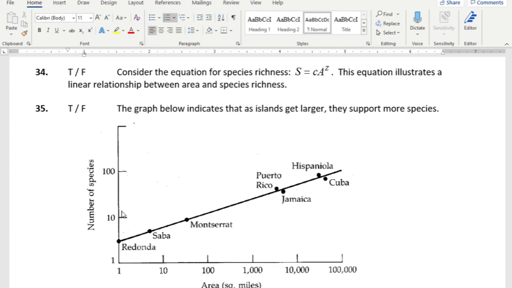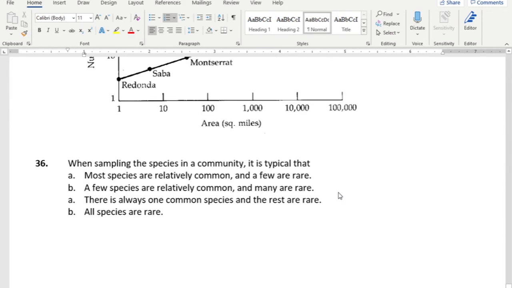Here is that line. Okay. So 35, the graph indicates that as islands get larger, they support more species. Yeah, here it's bigger going this way, and number of species is going up. Cuba and Hispaniola have more species than Saba and Montserrat and Redonda. Okay, so that is a true statement.